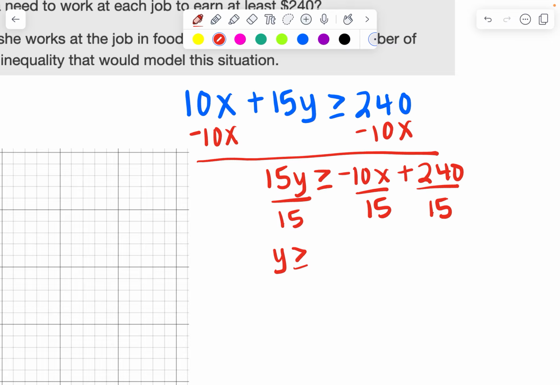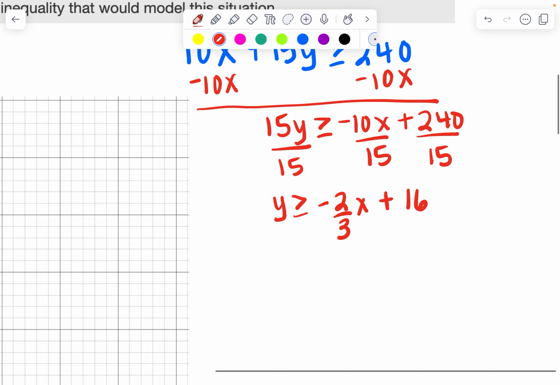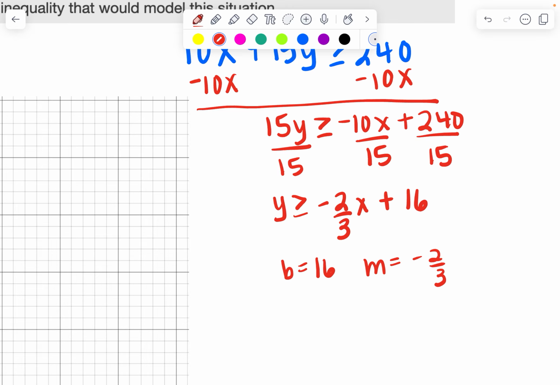Negative 10 divided by negative 15 is the same as negative 2/3 x. Remember in the calculator, we would just put negative 10 divided by negative 15 and then math, enter, enter. It'll tell us that's negative 2/3. And then 240 divided by 15 is 16. So our y-intercept where we're starting here is 16. And our slope is negative 2/3.